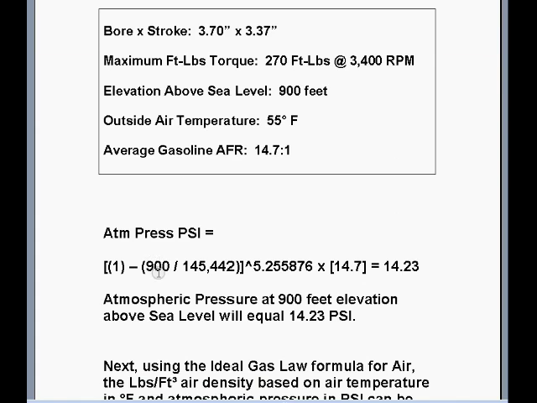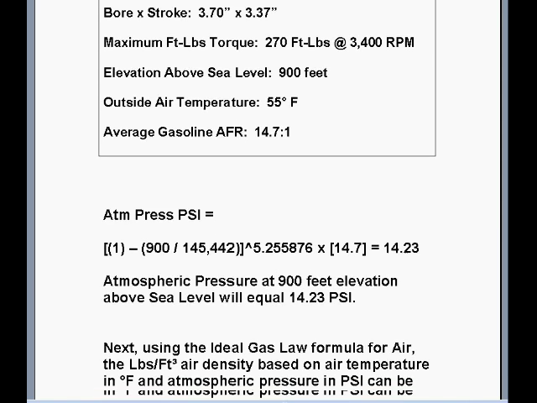So we simply enter the 900 feet above sea level value, divide it into this value. We then subtract this value from 1, and then take it to the 5.255867876 power, exponential power, and whatever we get there, we multiply it times 14.7. So at 900 feet above sea level elevation, there will be 14.23 pounds per square inch of atmospheric pressure.